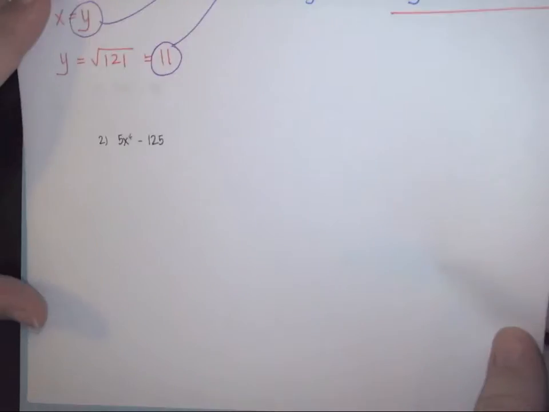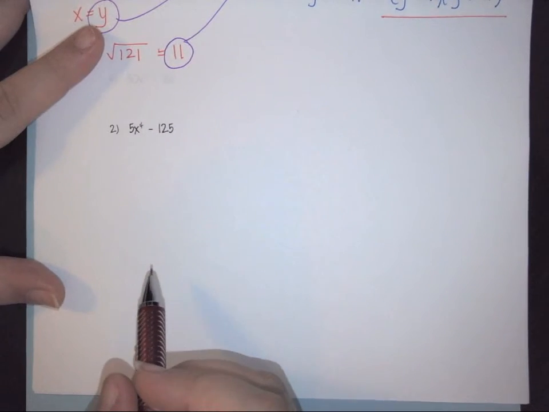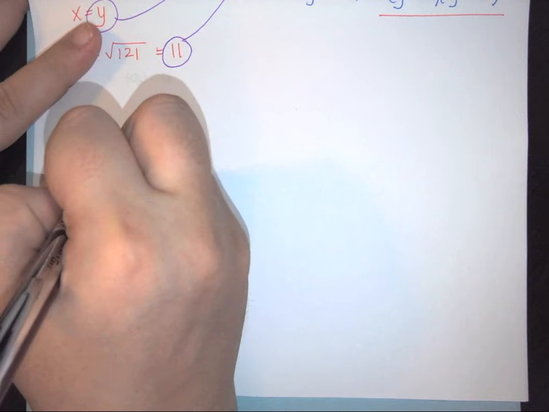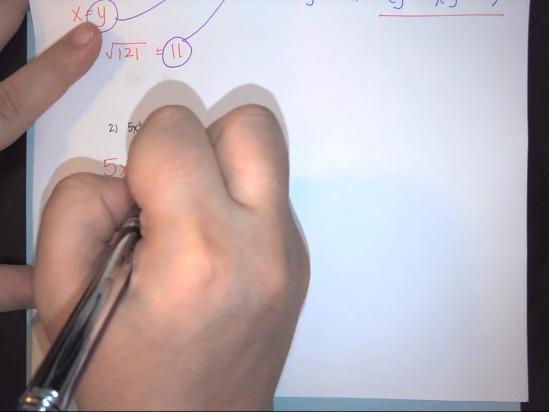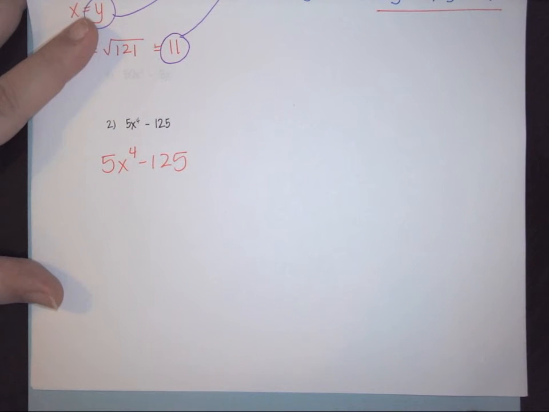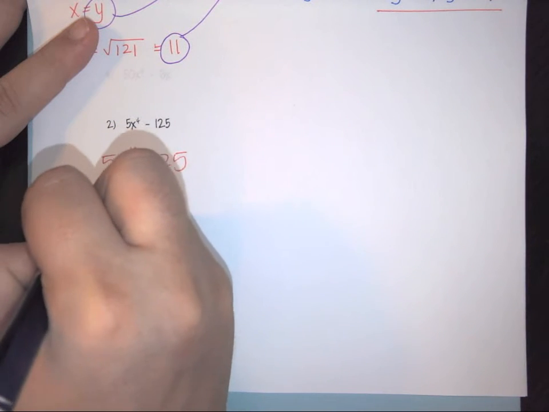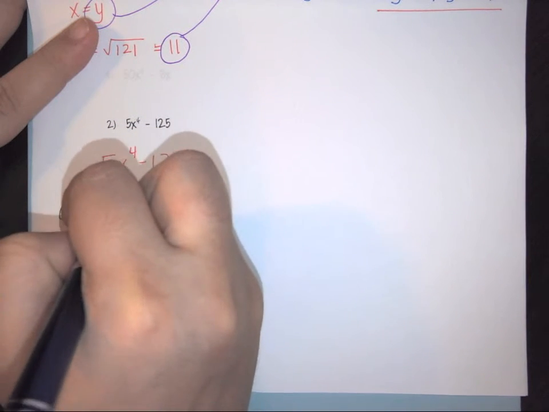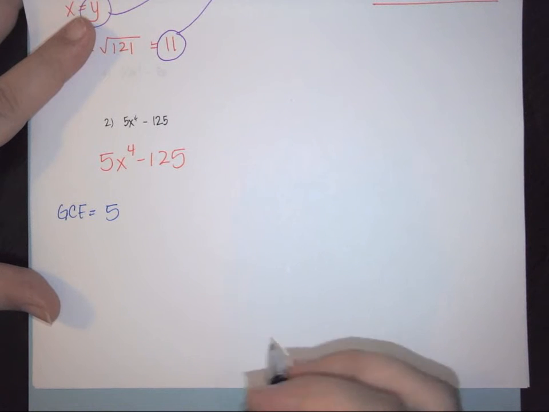Alright, let's look at another one. So here, down here, I have 5x to the fourth minus 125. So the first thing that we need to do is identify a GCF. I have a greatest common factor, and in this case it would be 5. So I need to pull that out.